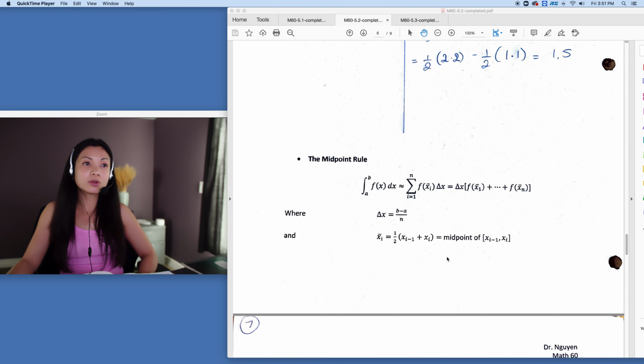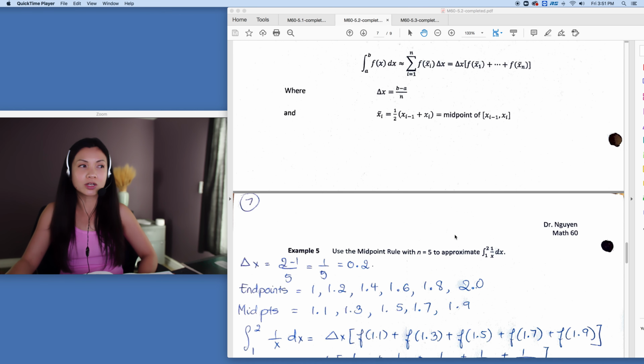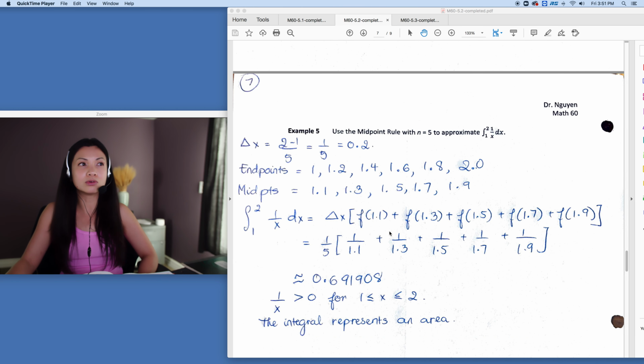So the midpoint rule, pretty much using x_i bar as the midpoint. We did that in 5.1, so this is not something new. So for example 5, we want to use the midpoint rule for n equals 5 to approximate the integral. We did this in 5.1.